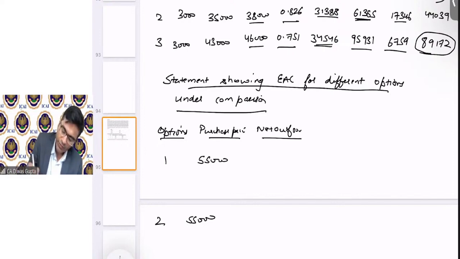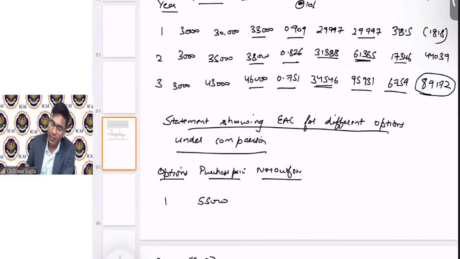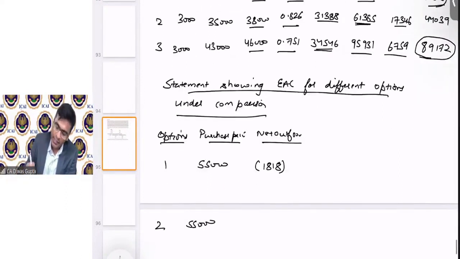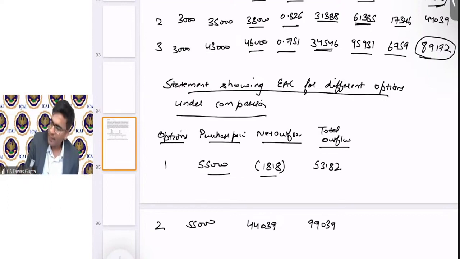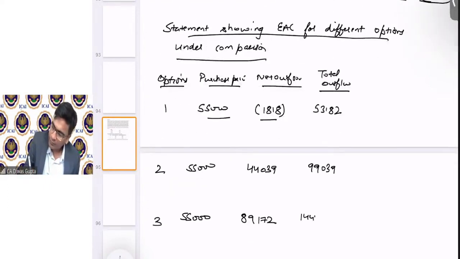Net outflow that we have calculated above will be, in case we replace in the first year, 1818. That means it is an income, right? Because our resale value will be higher in the first year. So it is 1818. Then second year, 44,039. Third year, 89,172. So total outflow will be 55,000 minus 1818, which is 53,182. Then 99,039. And lastly, 144,172.